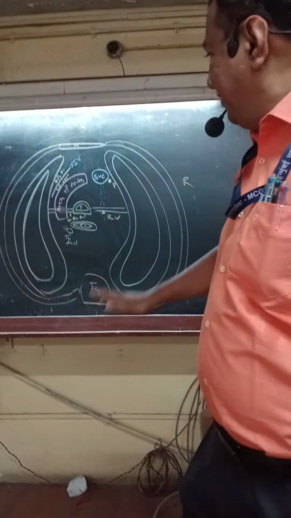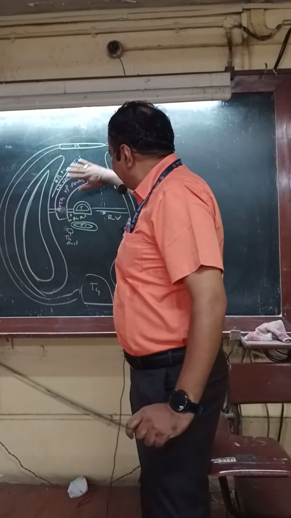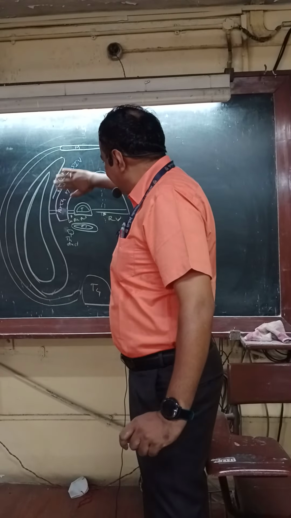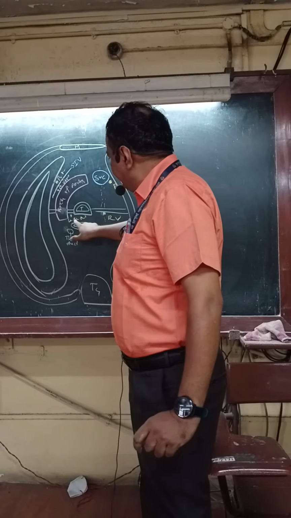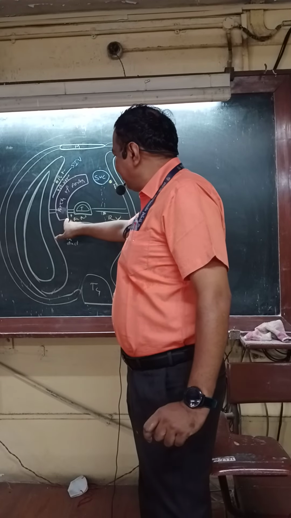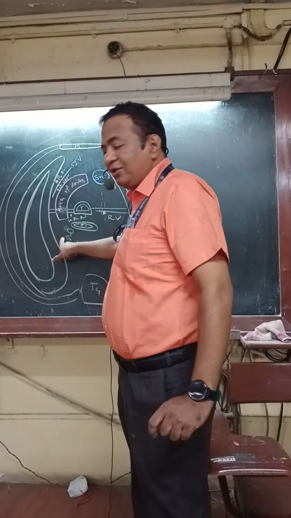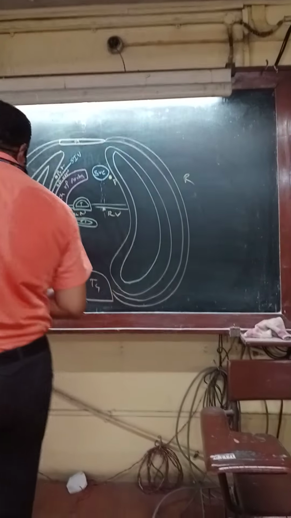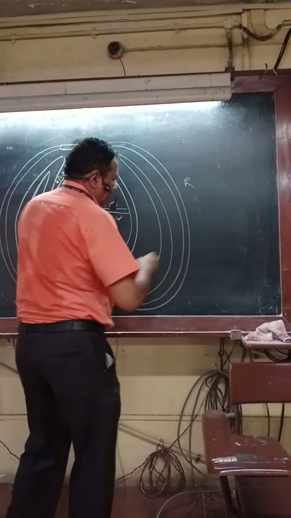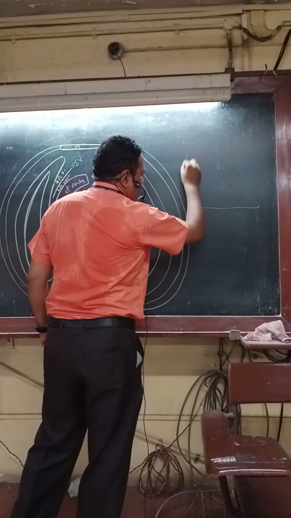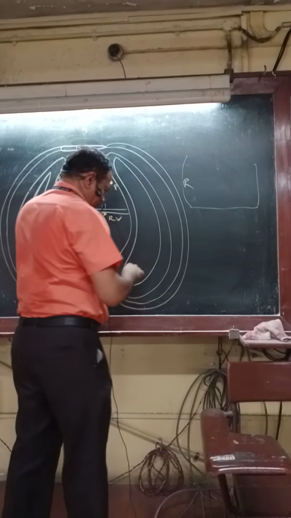At T8 level, we will not draw anything of this. There will be diaphragm like this. We will be only drawing descending thoracic aorta behind the esophagus, 3 inches behind the esophagus. At T8 level, majority of the anterior part is covered by diaphragm.